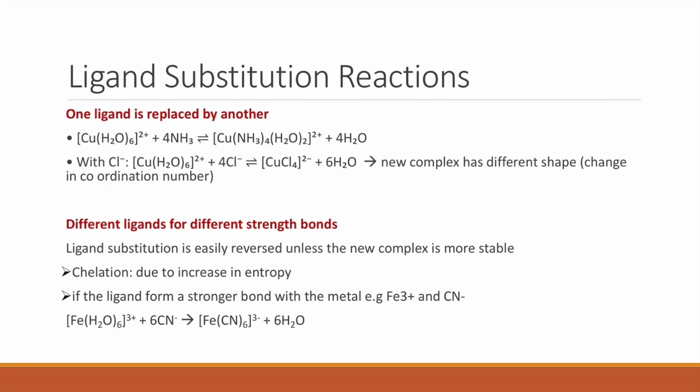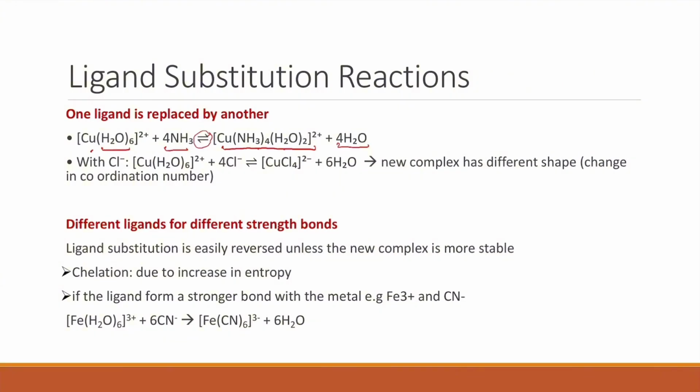Ligand substitution reaction. So one ligand can be replaced by another ligand. This is usually, as you can see here, a reversible reaction. So this is a reversible process. For example, you could have the aqua ion of the copper, which is surrounded by 6 molecules of water, reacting with ammonia. That will give you this colored complex here, which is the copper with 4 of the ammonia and 2 of the water, substituting 4 of the water molecules.